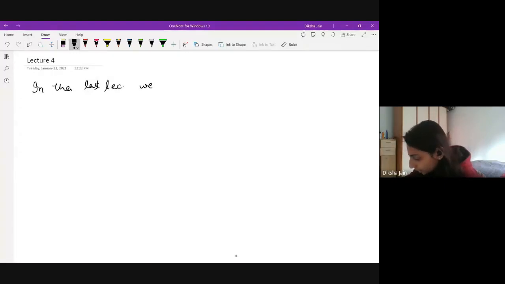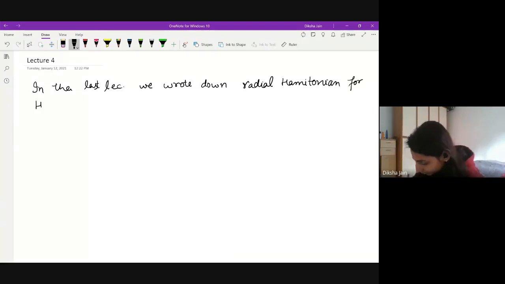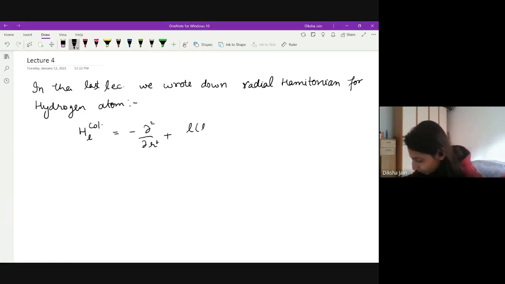So in the last lecture, we wrote down the radial Hamiltonian for the hydrogen atom, and it was given by, I was denoting it as H_L Coulomb. It was given by minus d squared by dr squared plus L into L plus 1 over r squared. This was the angular momentum term, minus 1 over r. This is the Coulomb potential term.